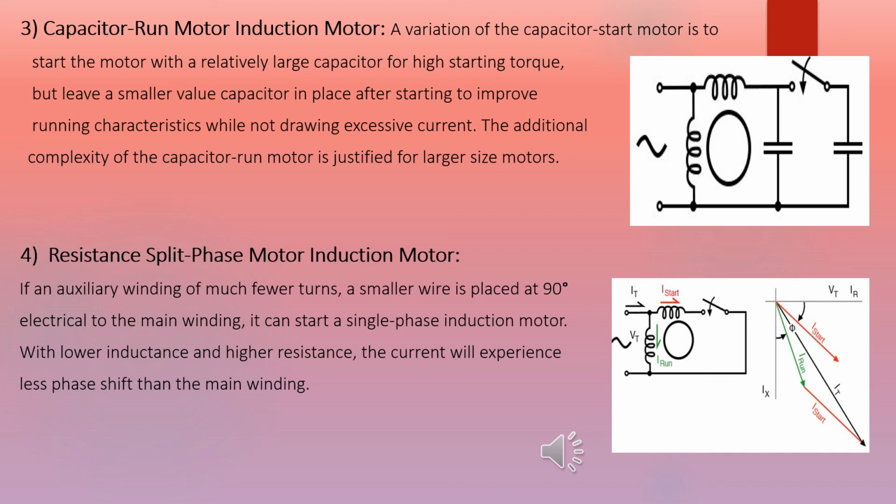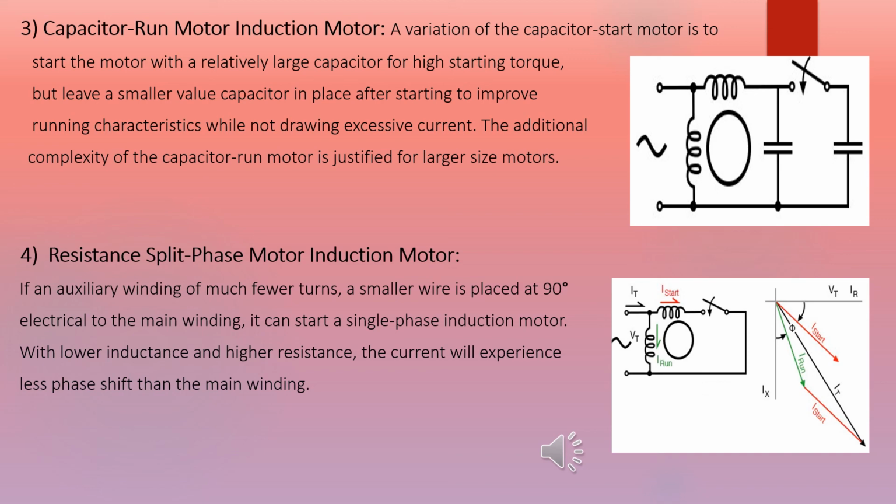So why do we need a smaller capacitor after using a large capacitor for starting the motor? This will help in running the motor smoothly without drawing any excessive current, because this small capacitor will have some electrical energy stored within it to rotate the motor at a constant speed without giving additional external electric supply.